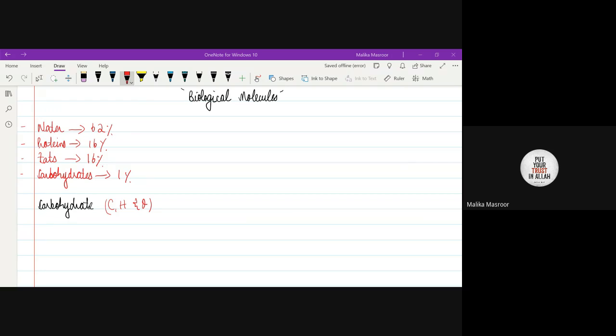So the glucose formula is C6H12O6, a 6-carbon compound. The general formula is CnH2n On. It's not important, just remember it for glucose. So 6 carbon atoms, 12 hydrogen atoms, 6 oxygen atoms. And the atoms are arranged to form a hexagon shape.